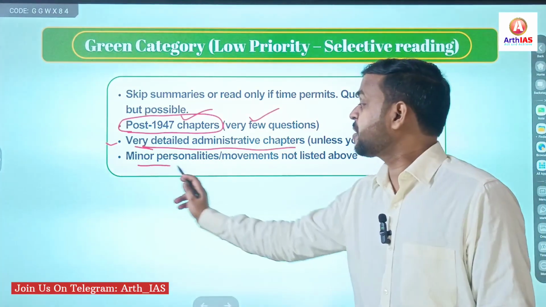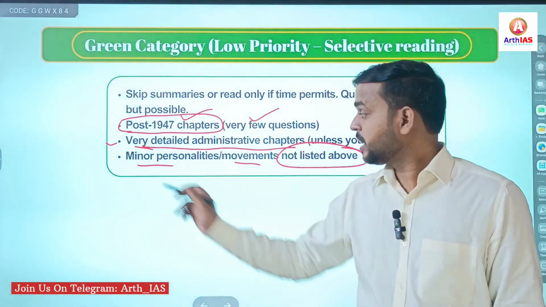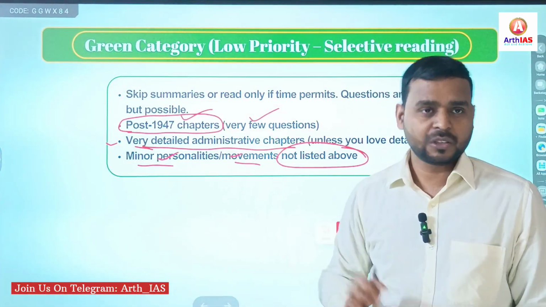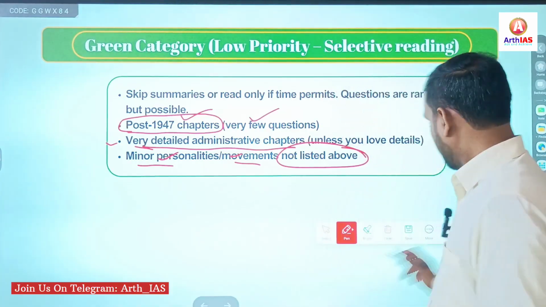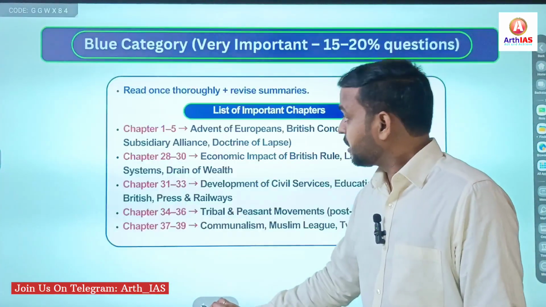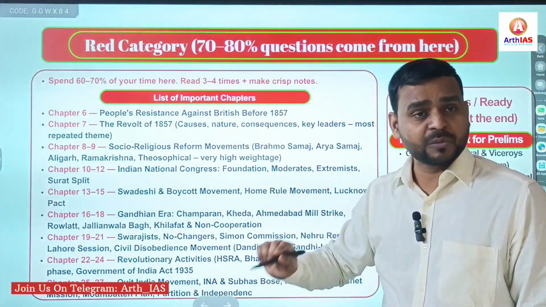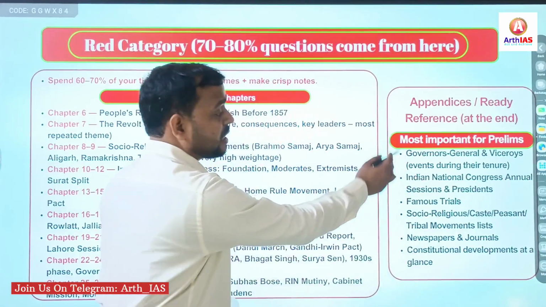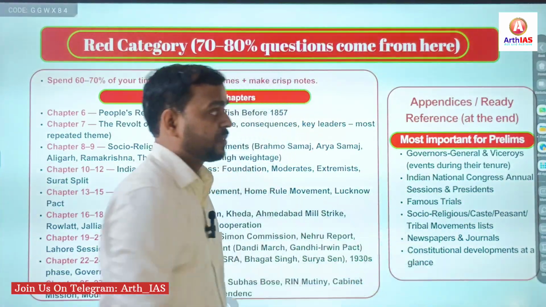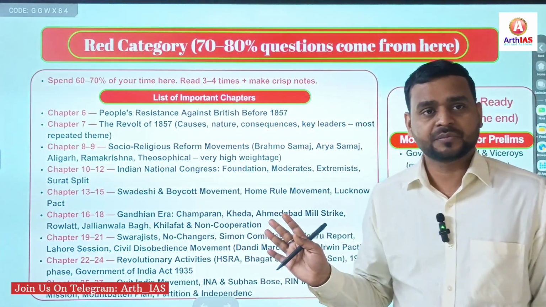Apart from that, minor personalities and movements not listed above, that we have not discussed, such movements or personalities you can just have a quick look at. Quite clear? So we have discussed the first, the red category, from which 70 to 80% of questions come, and these are the most important chapters. Apart from that, these are the most important facts, right? And revise them again and again, at least 3 to 4 times.